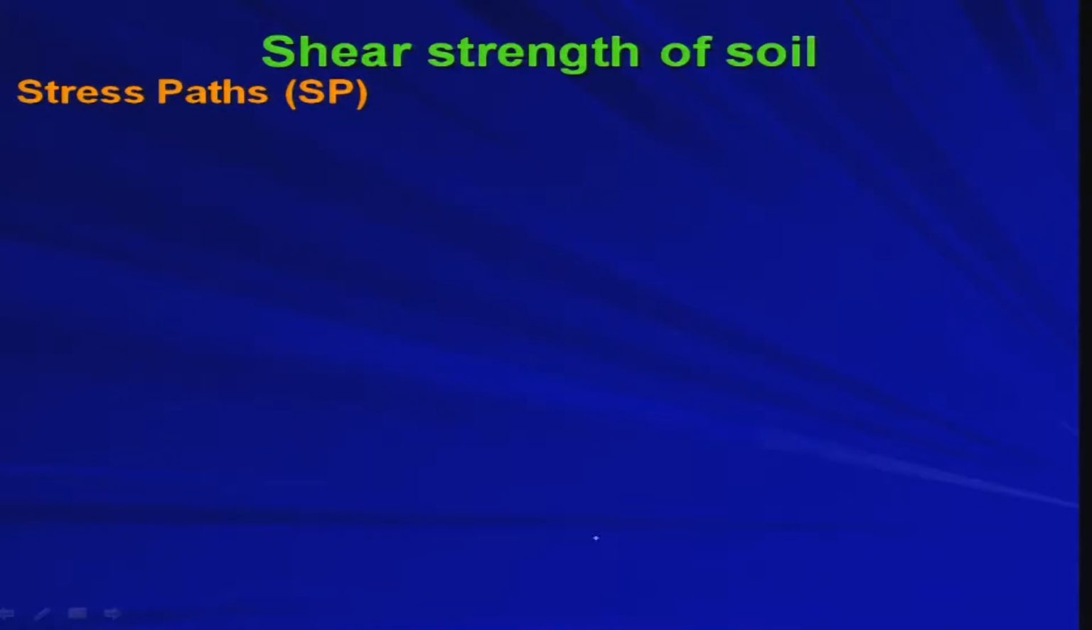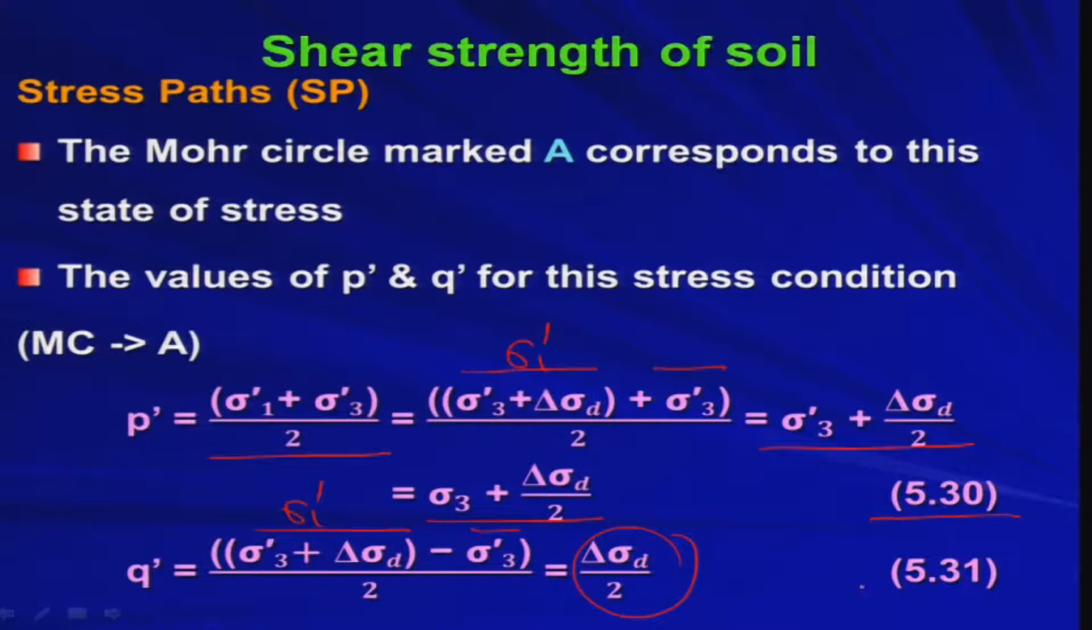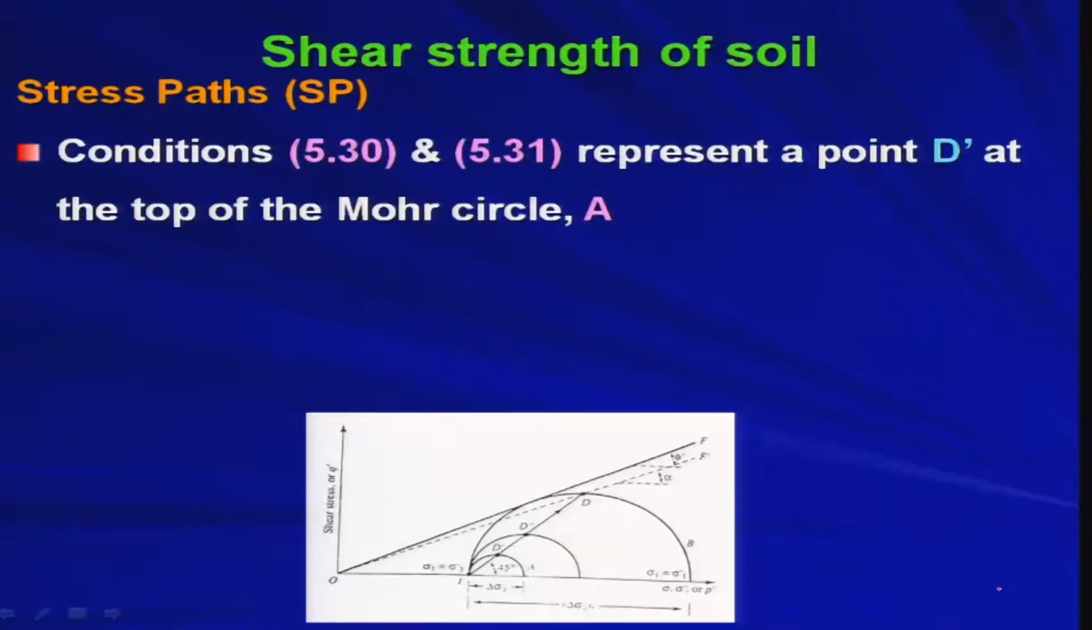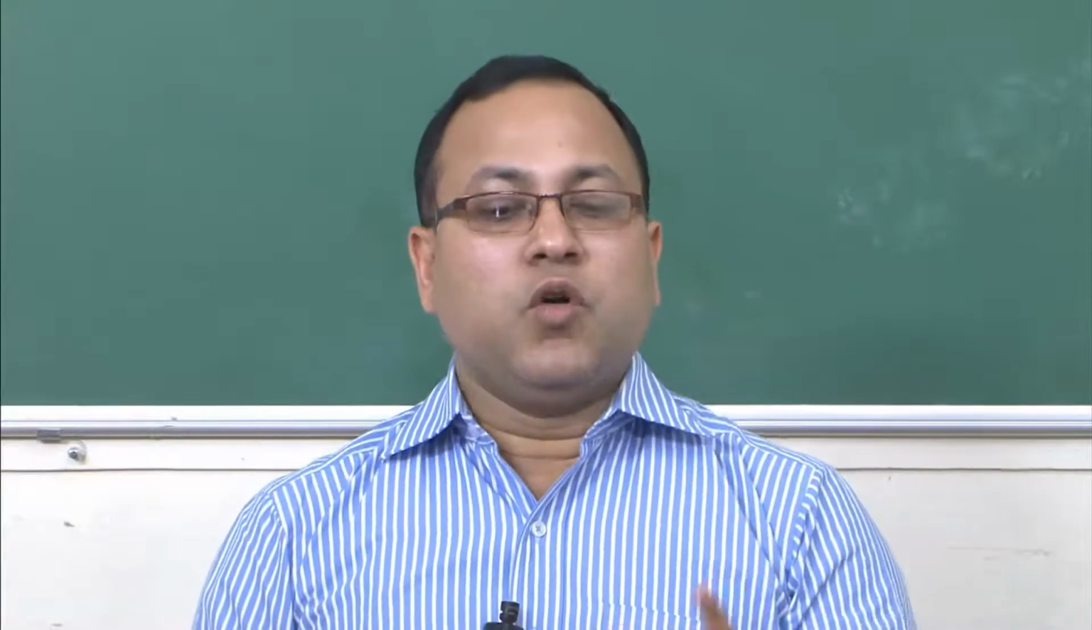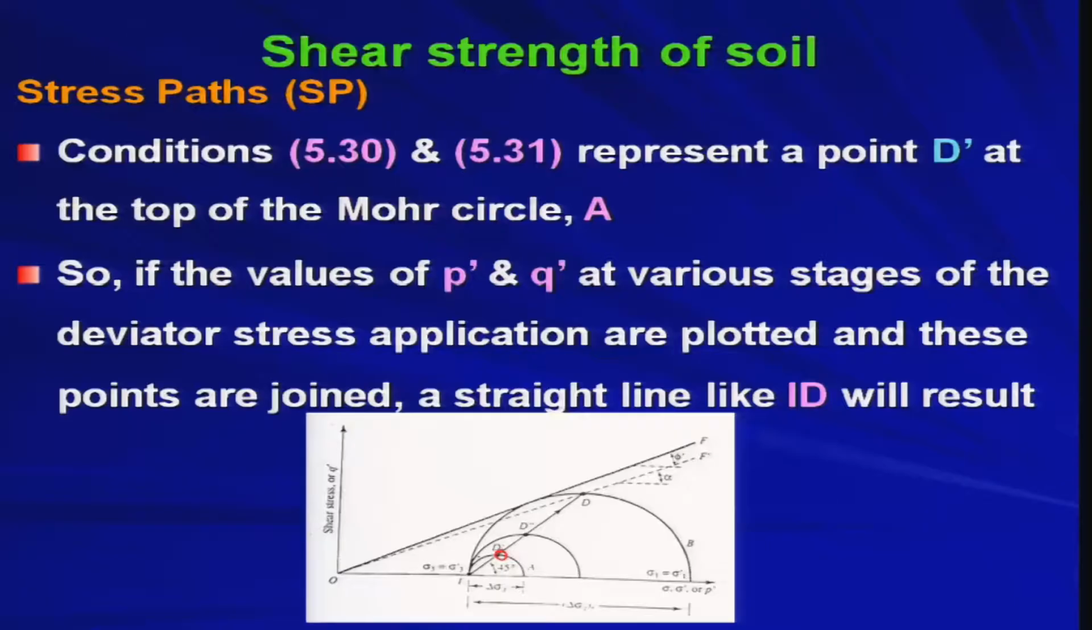So, these conditions 5.30 and 5.31 represent a point D prime at the top of the Mohr circle, right. So, this is the point, agreed. That is nothing but the topmost point of the Mohr circle A, which will be representing the P prime and Q prime at that state of stress, agreed.